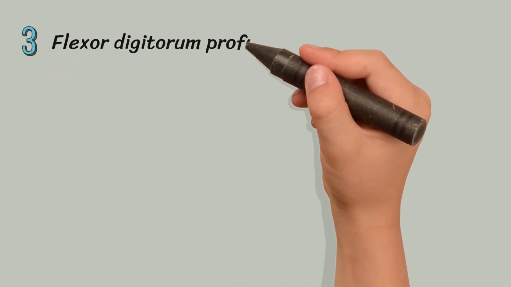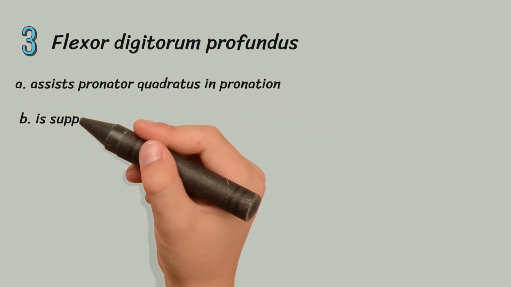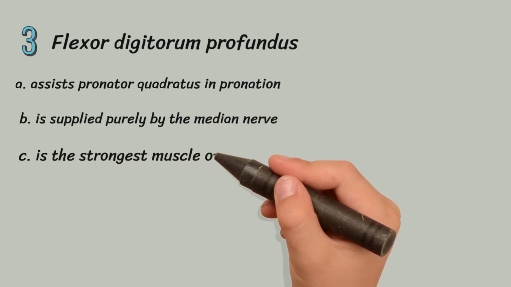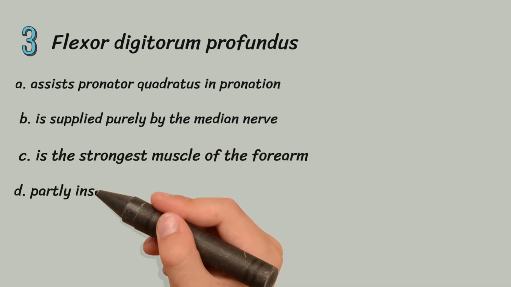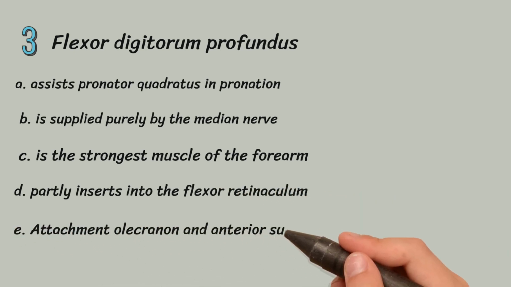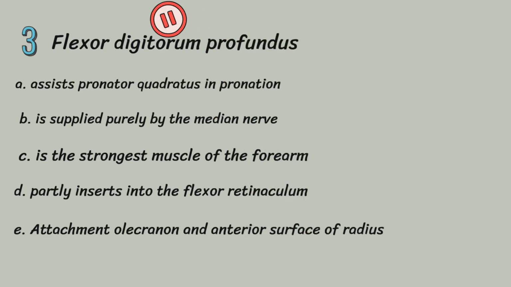Number 3, flexor digitorum profundus. Now there are statements about this muscle, so let's find out. Assist pronator quadratus in pronation. Supplied purely by median nerve, the strongest muscle of the forearm, partly insert into flexor retinaculum, an attachment of olecranon and the anterior part of the radius. Pause it, have your answer now.